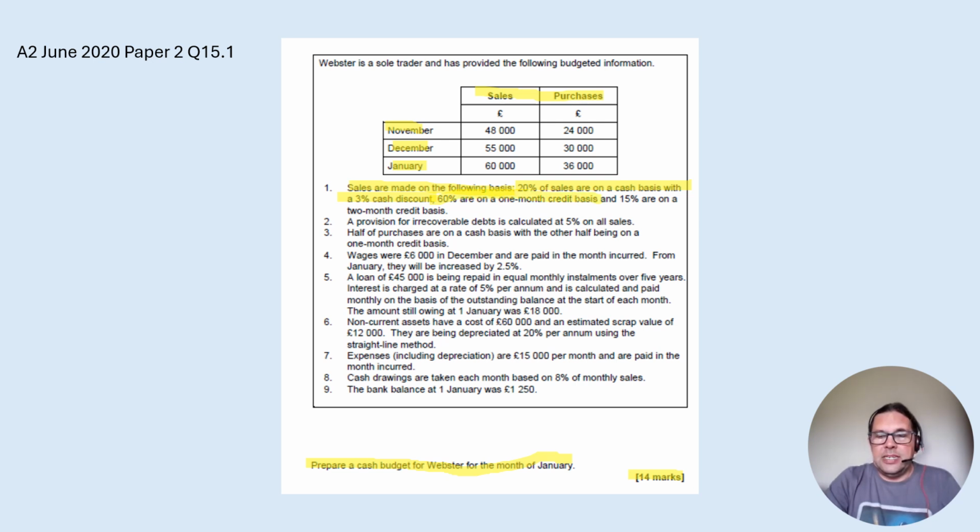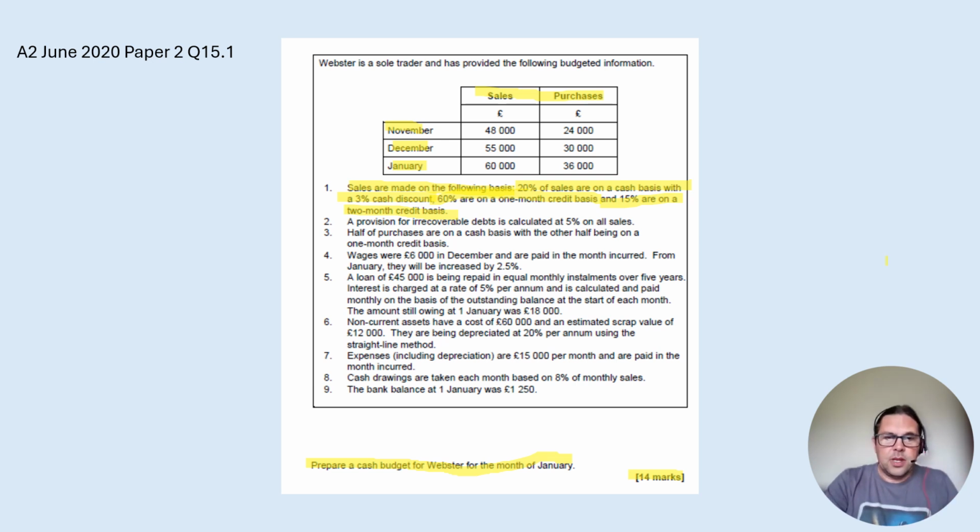60% on a 1-month basis. So we've got credit, we're paid on a later date. What we're going to do here, 60% on a credit basis, so 60% of December's, because that was a month previous, and then 15% are on a 2-month credit basis. So that means we're going to be paid 2 months later. So that's why we've got November sales. So 15% of November sales will be paid in January. So for me, I'd go cash sales, credit sales December, credit sales November, and then add them all up.